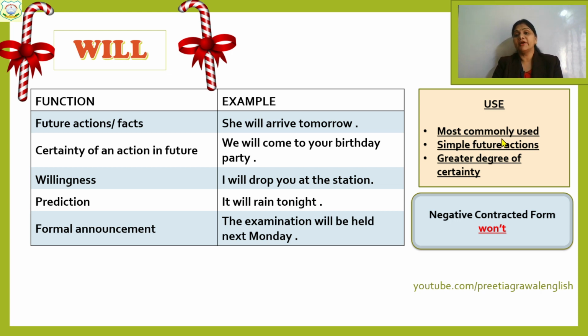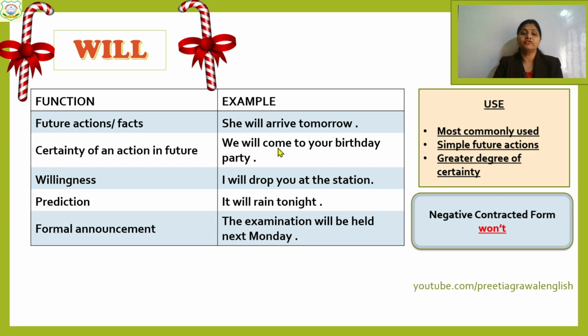Will is the most commonly used form of modal. It expresses simple future action. It shows the greater degree of certainty. Greater degree of certainty means whenever we are writing will, it means that we are 100% sure. Clear? So whenever you are 100% sure, then only use will. Negative contracted form is won't. Clear? This is the short form of will, won't.